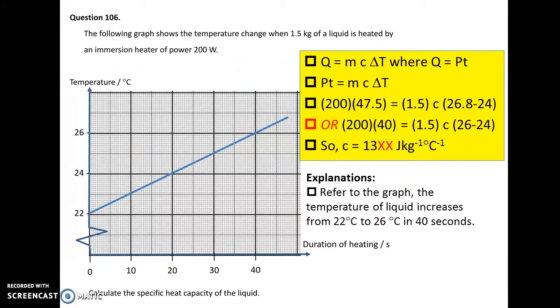Question 106. It's good to find out most students know how to read the graph, and you may calculate the specific heat capacity from this or that point of the graph, which refers to the first and the second expressions. Both of them will give you an answer of about 1,300.